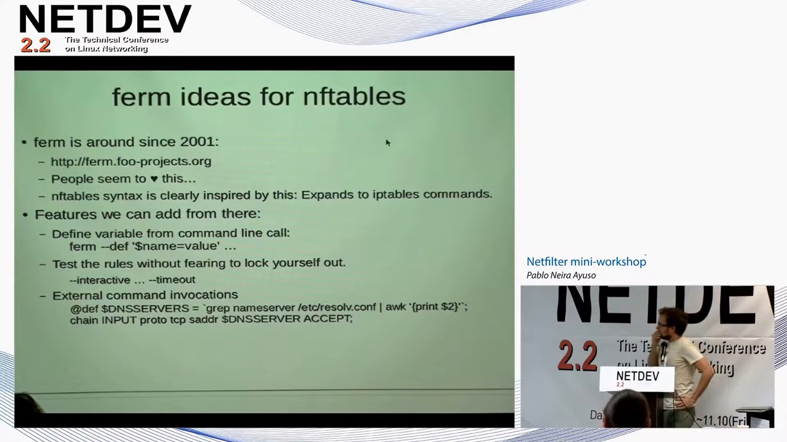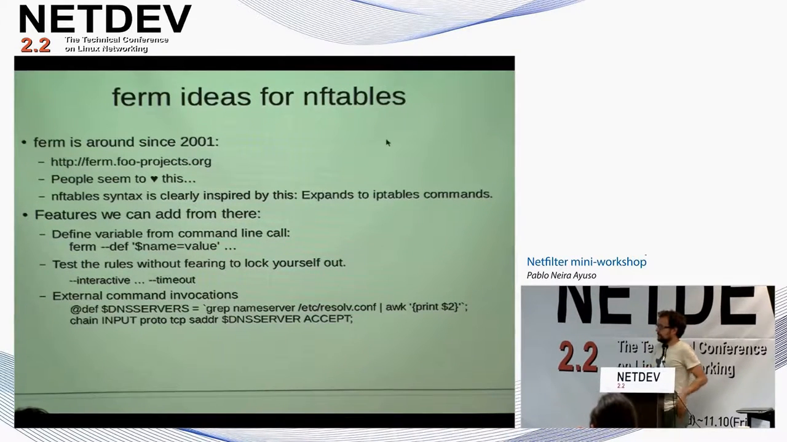So one of them is, in nftables, we have support to define variables. We would like to have support to define these variables from the command line. So we would need to have something like nft --def, and then you specify your variable name and your value. So in case you have a variable in your rule set, you don't have to define the value of that variable inside the file. We can do it from the command line, right?